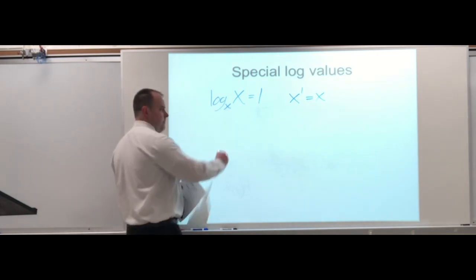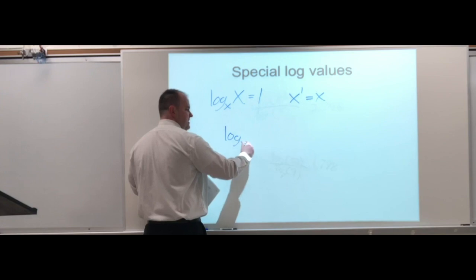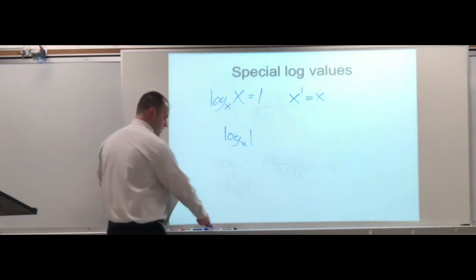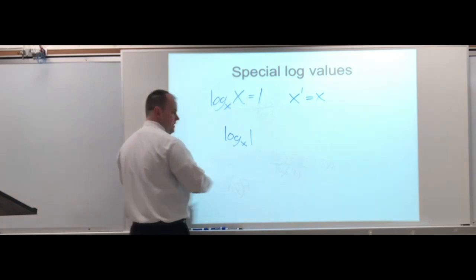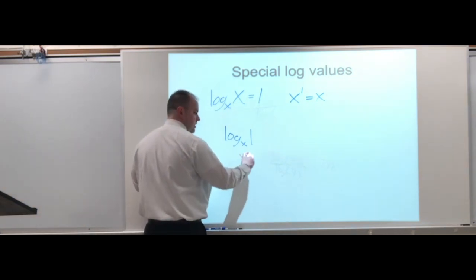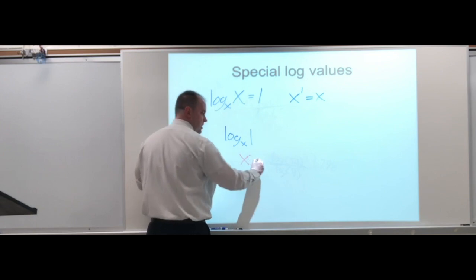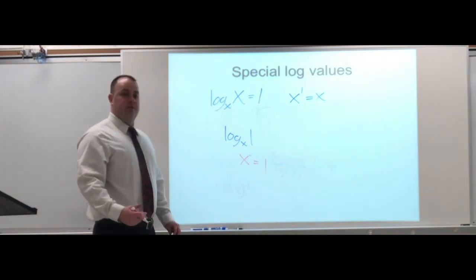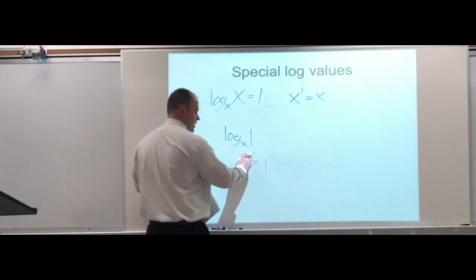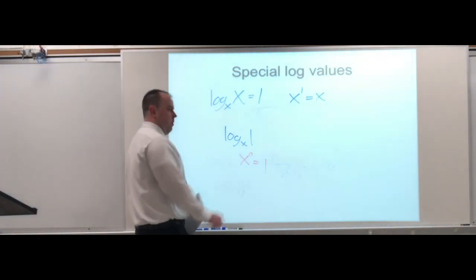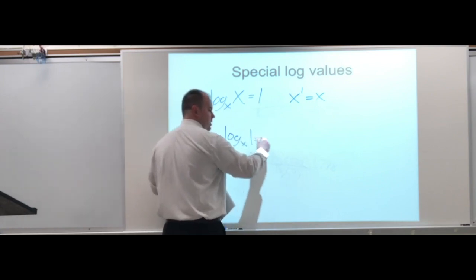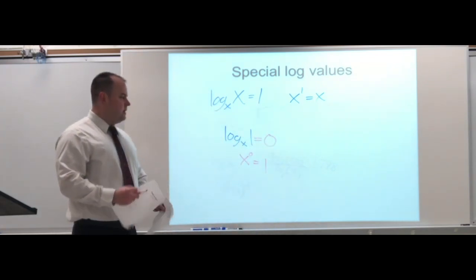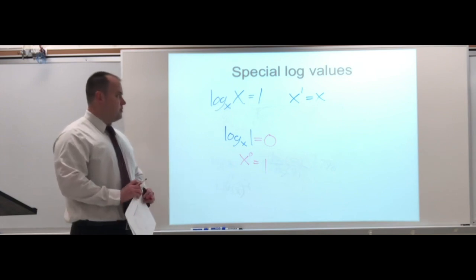The other one is log base x of 1. Now think about what we would have here. If we were to rewrite this in exponent form, x to what exponent will equal 1? Well, the exponent of 0 always gives us 1. That will always equal 1. So log base x of 1 will always equal 0. Okay? So those are the special log values.